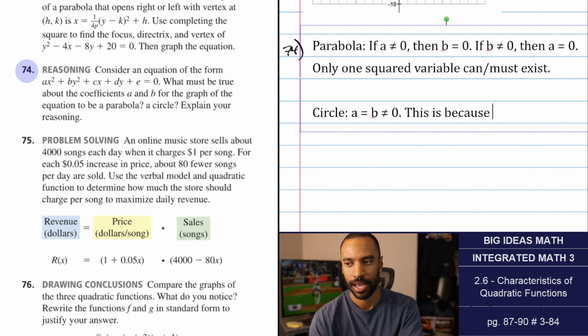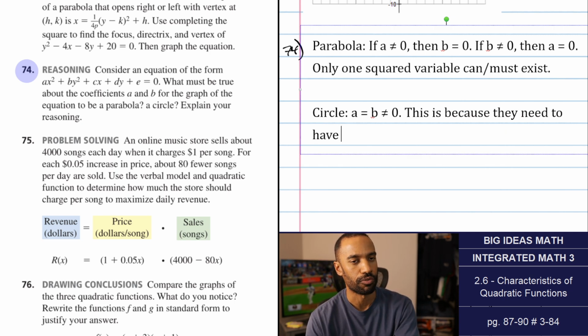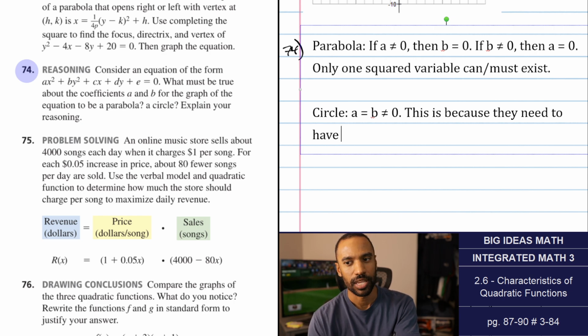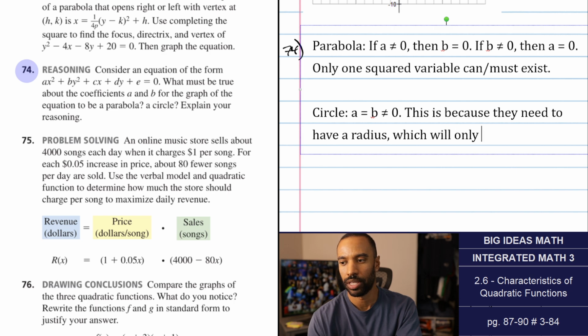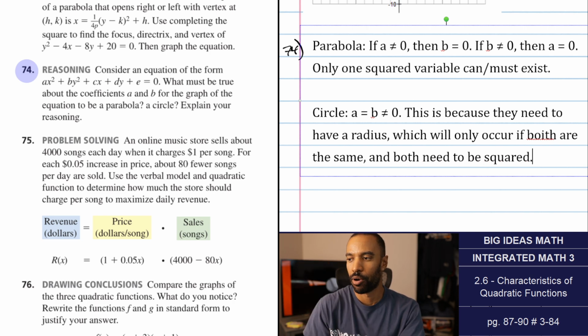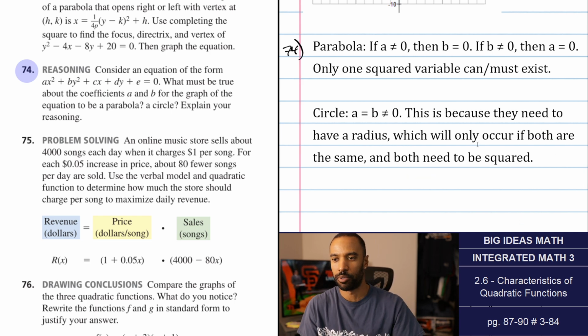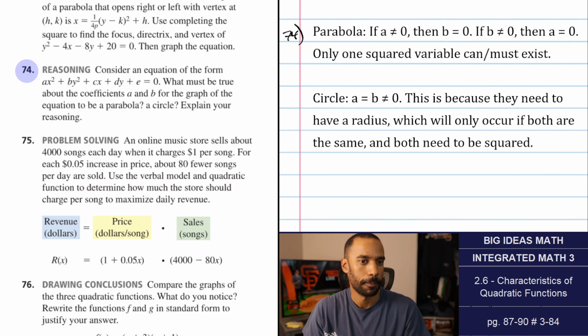This is because, you saw in that one problem with those fours, they need to be the same. They need to have a radius, which will only occur if both are the same. And both need to be squared. Both squared variables need to exist. So that's kind of how I'm going to say that one.